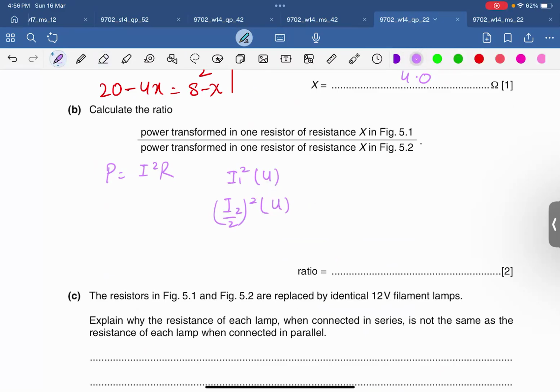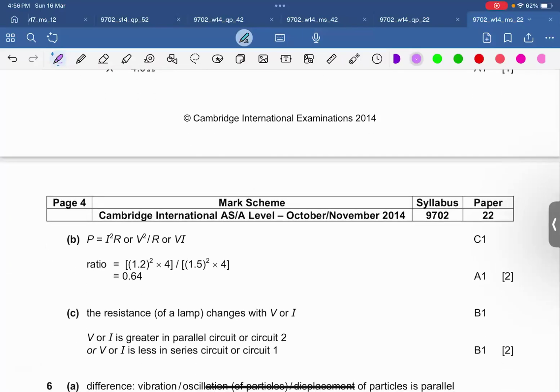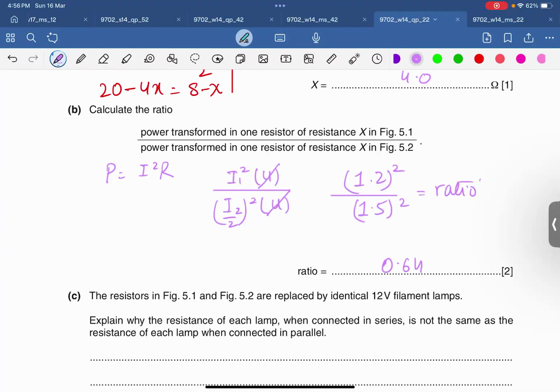So 4 and 4 go off, and I1 is 1.2 squared. I2 is 3 divided by 2, 1.5 squared. And this equals the ratio. Yes, anybody doing? 1.44 divided by 2.25 is 0.64. Okay, let's see, 0.64. Okay, is it clear? Any problem?